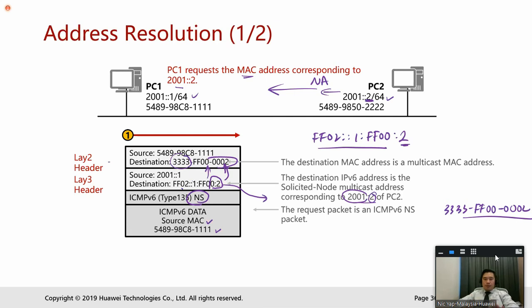Is it okay so far up to this point? This is how they send in the NA. This is above layer 3, the IPv6 header. This is under the extension header of 58, ICMPv6.